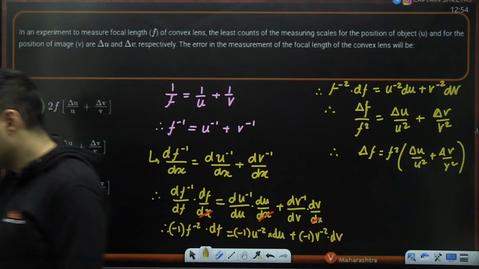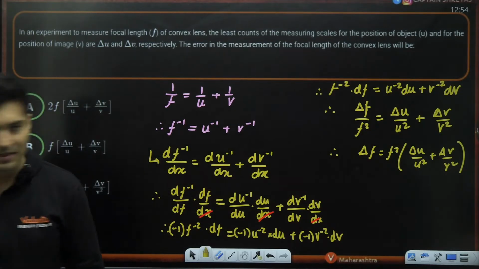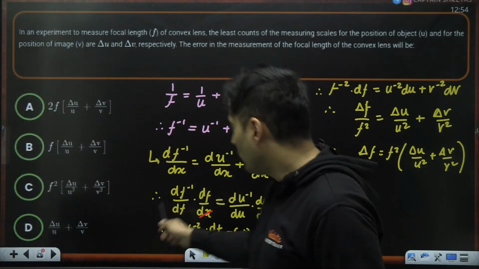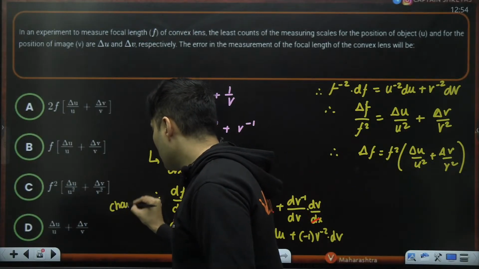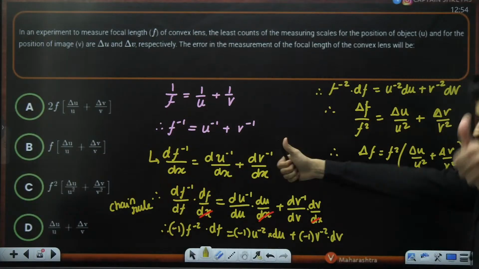Is that okay? Beautiful question, isn't it? Many students do not know that we can actually take this derivative and solve this question. And you have to also use the chain rule over here. So in this particular part, I have used the chain rule of derivatives. Cool. Shall we go ahead?